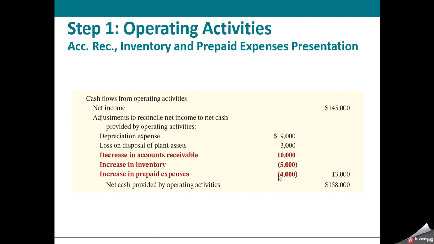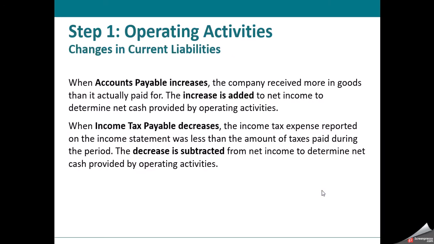So you have to logic through some of those, but that's where it does get a little bit tricky. Then we'll subtotal all of those and add that to our net income, so our cash provided by operating activities is $158,000.